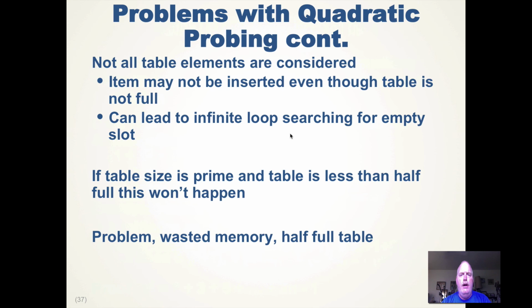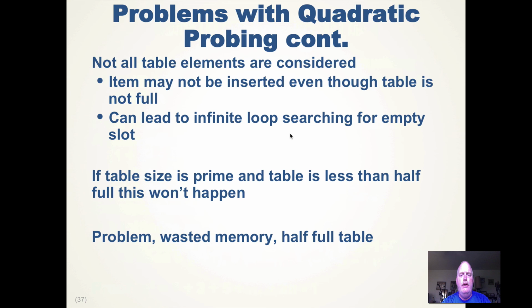So one problem with quadratic probing, other than the complicated math, is that you don't check all the items in the table. Because you are skipping some, you may not consider all values in the table, and therefore you may not be able to insert something even though the table isn't full. And you can get infinite loops when you're searching for an empty slot. You have to be very careful that you know where you started and that you're not just hitting the same things again and again and again.